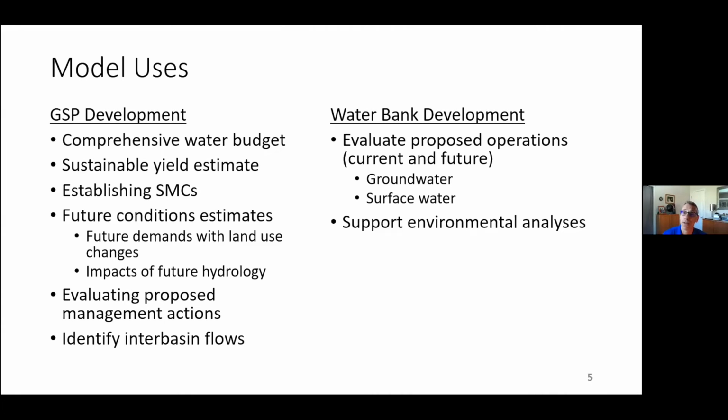Of course, for water bank development, we would be looking at that to evaluate our proposed operations. I'll describe more about that this afternoon, but it would be a tool for us to evaluate what we can do today with our existing system, what we can do in the future with some minor modifications to the system, or major modifications in some cases, and then to use that to support an environmental analysis of that proposed water bank. So that's what I wanted to give us some background for the modeling tool. Happy to take any questions at this time.